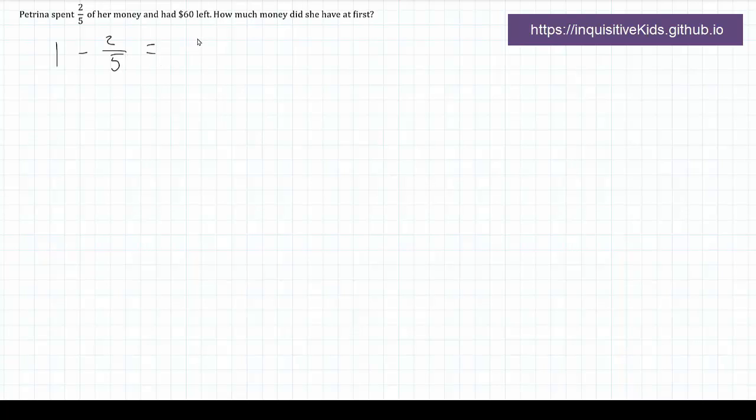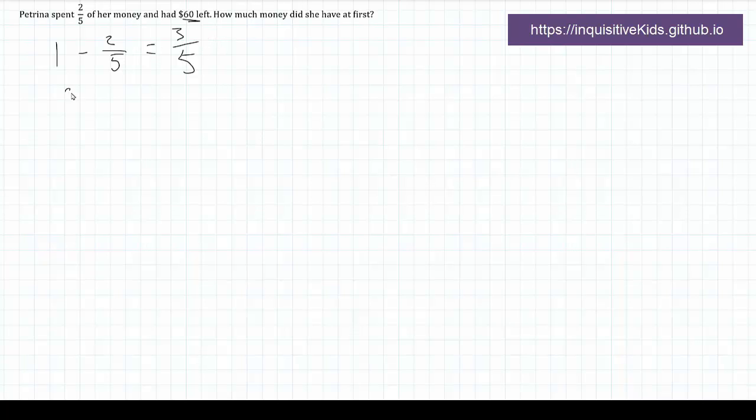equals 3/5. Now, I wrote this equation to let you know that the $60 that we have left here is equal to the 3/5 of money she had at first. And the first small step to figure out the first step, which is figuring out what is the 2/5 of her money, is trying to know what 1/5 of her money is.